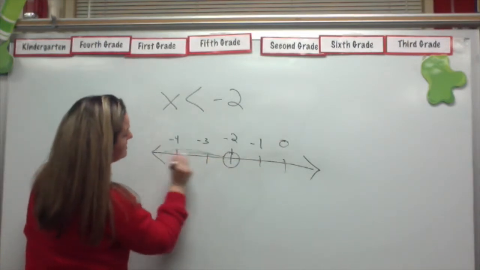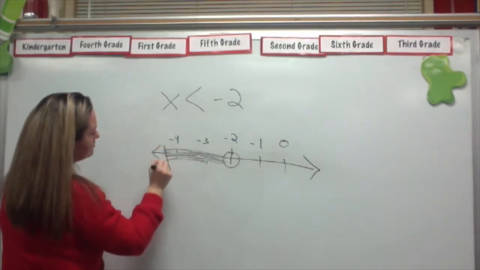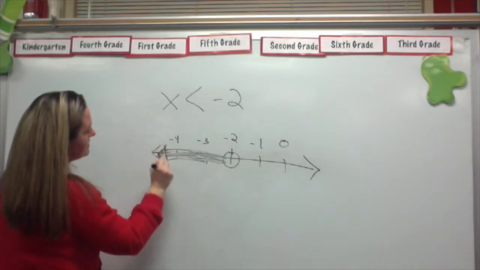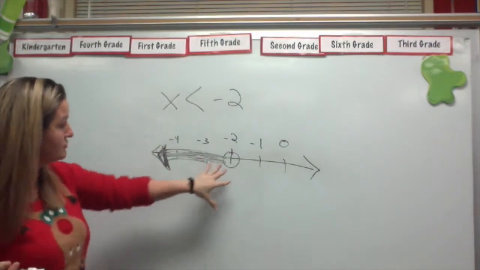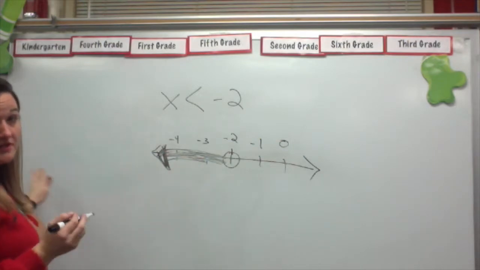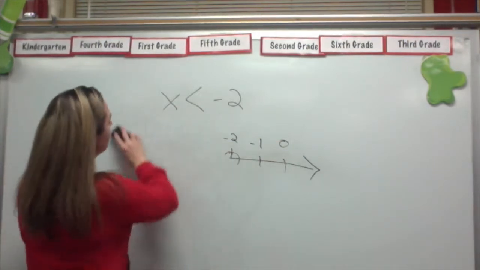So I'm going to go ahead and shade it in, and then just draw my arrow, basically saying that all the solutions to this, there's an infinite number of solutions, but all the solutions are this direction on the number line from negative 2. Okay? All right, one more example.